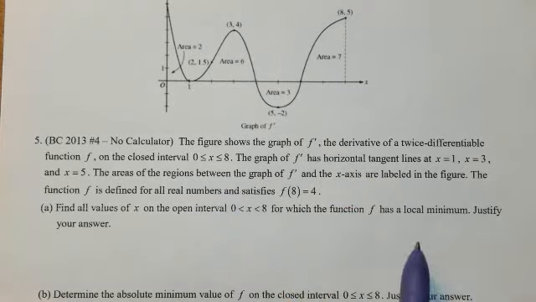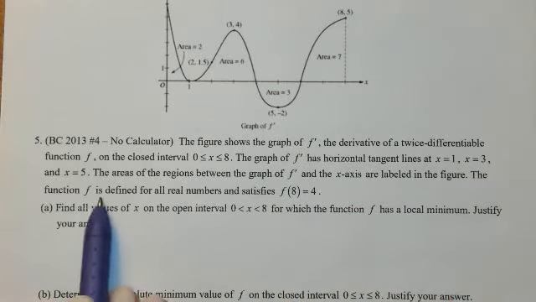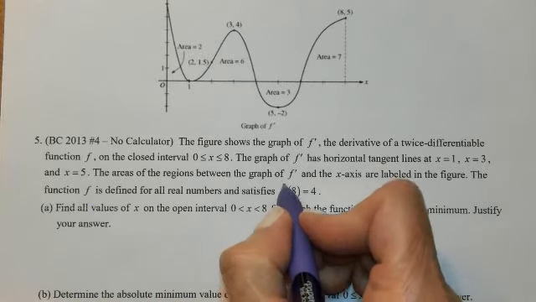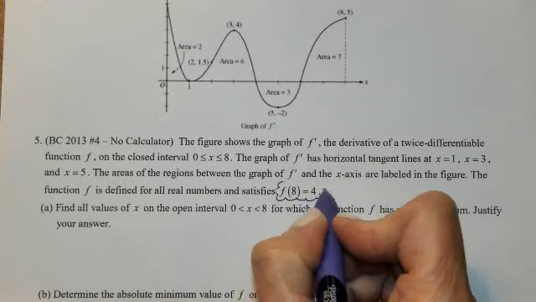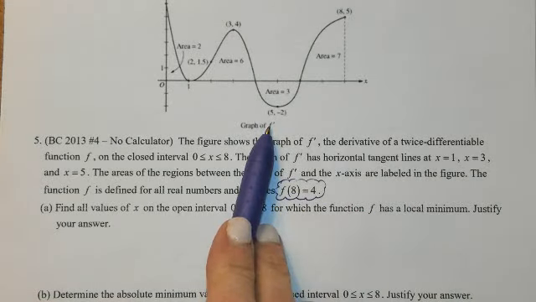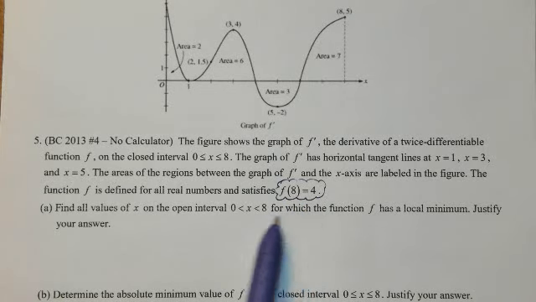They just gave it to us. I like it. The function f is defined for all real numbers and satisfies f of 8 is 4. That tells me I'm going to be using the fundamental theorem of calculus because we have info of f prime and we have an initial point, so we can find any other point we want.